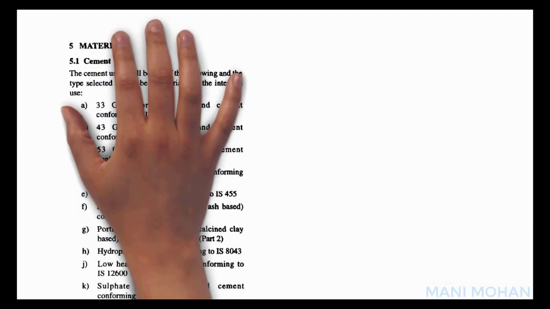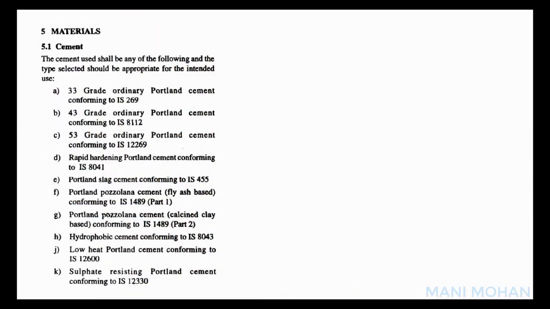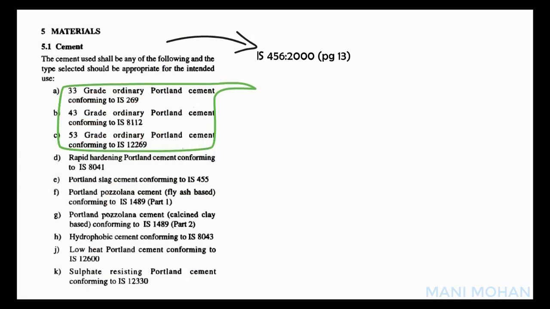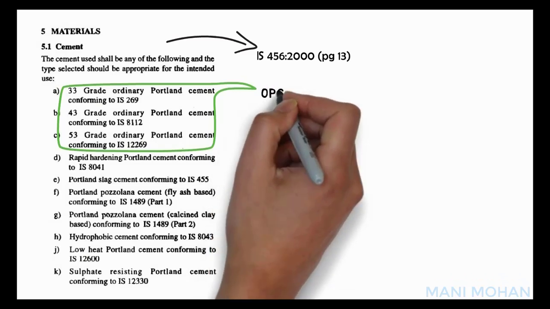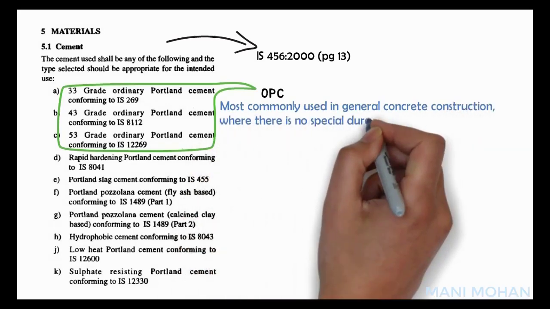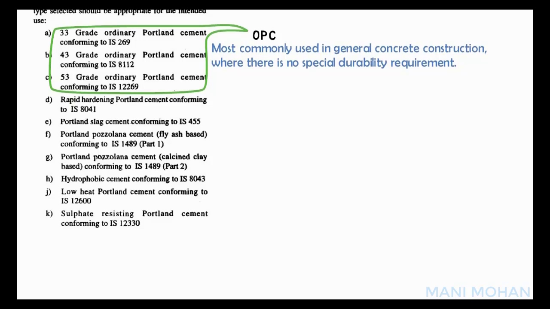Let us have a look into types of cement which IS 456-2000 permits. So we have 33, 43 and 53 grade ordinary Portland cement, OPC. This cement is most commonly used in general concrete construction where there is no special durability requirement. The numbers 33, 43 and 53 correspond to the 28-day characteristic compressive strength of cement as obtained from standard tests on cement sand mortar specimens.